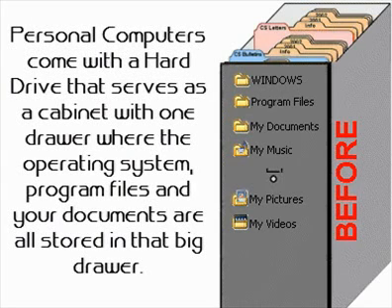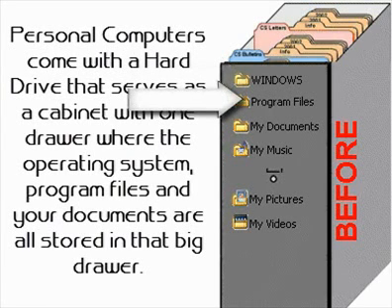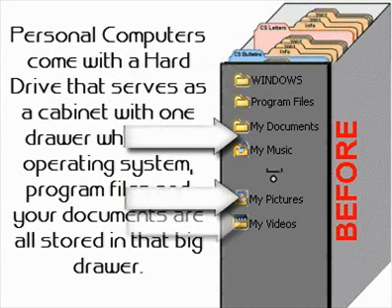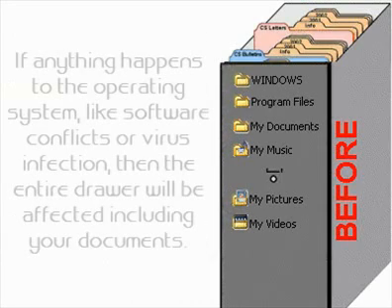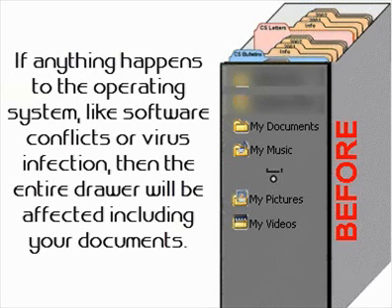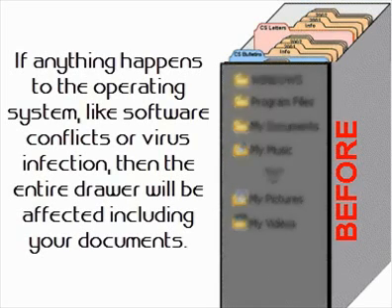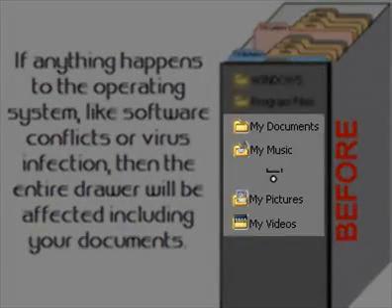Personal computers come with a hard drive that serves as a cabinet with one drawer where the operating system, program files, and your documents are all stored in that big drawer. If anything happens to the operating system, like software conflicts or virus infection, then the entire drawer will be affected, including your documents.